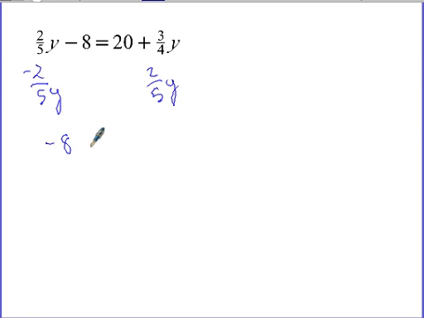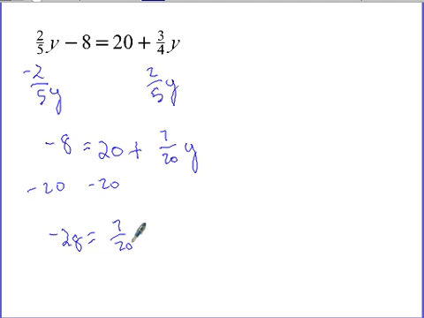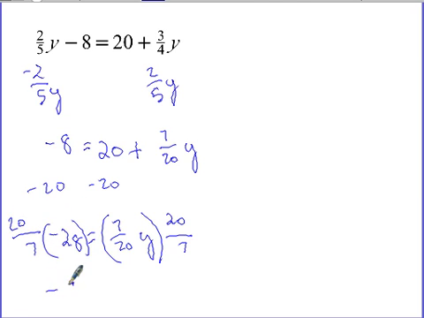3/4 minus 2/5. So negative 8 equals 20 plus 7/20 y. Subtract 20, so negative 28 equals 7/20 y. When you have a fraction in front of your variable, what do you do to solve? Flip and multiply. Multiply by 20 over 7. And that should come out to negative 80 equals y.